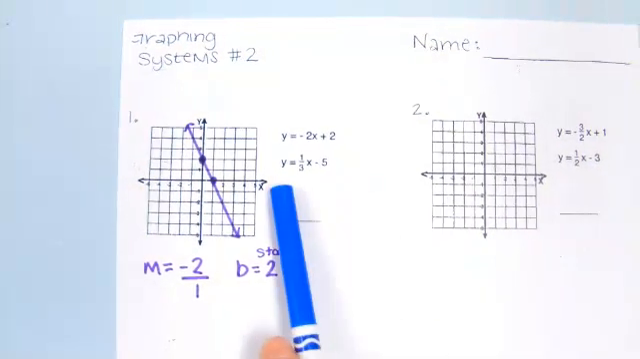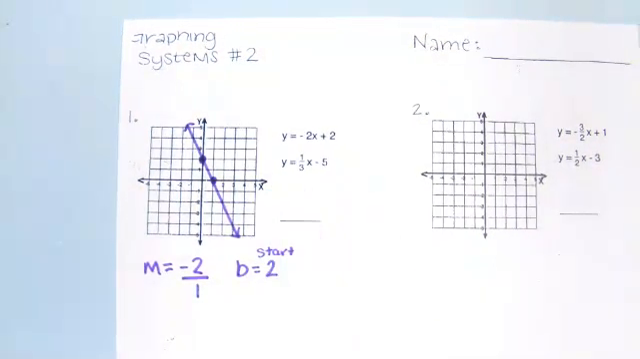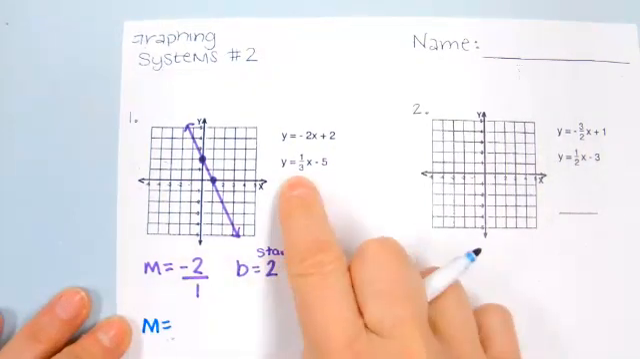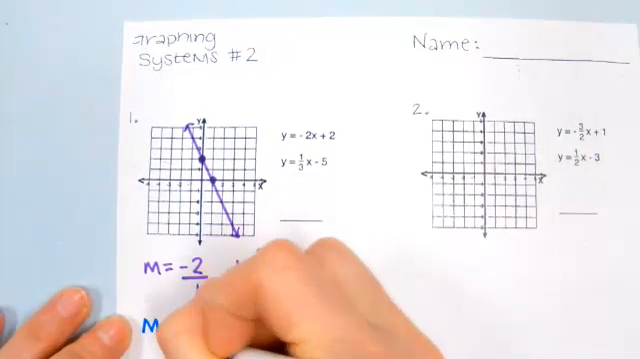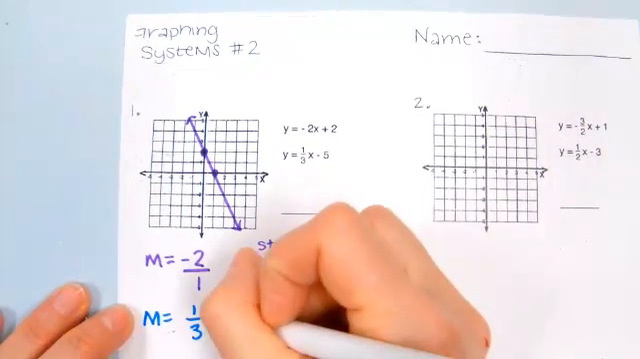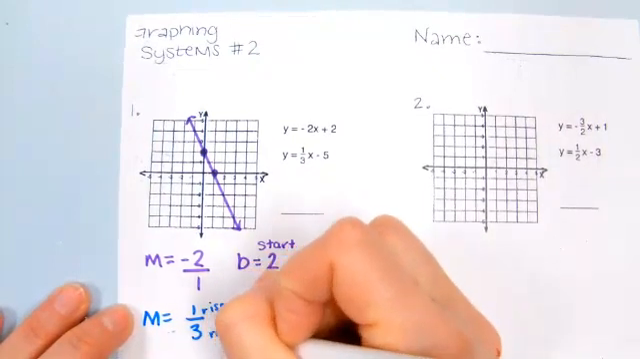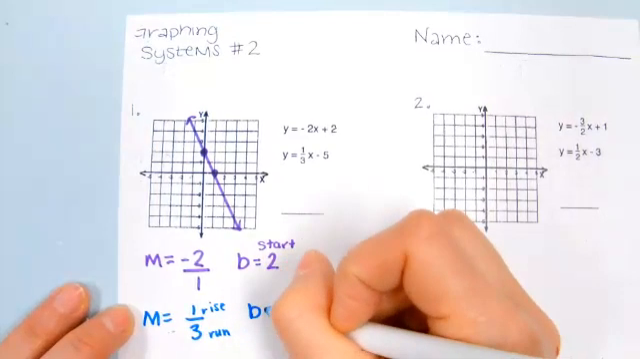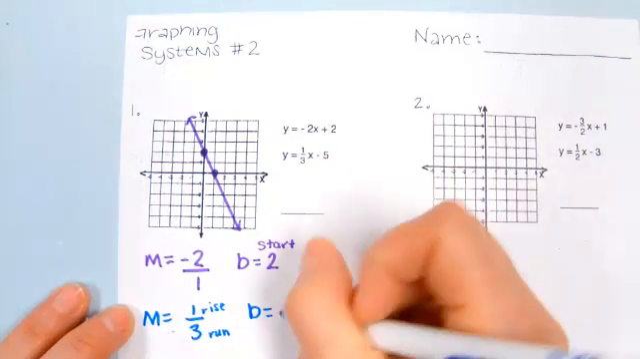So the second one, let's do our m and b again. So our slope in this case, the number that's next to our x, is 1/3. So that's nice because it's already a fraction. We don't have to change it at all. We already have a rise and a run. We only have to change it if it's not a fraction. And our y-intercept then has to be negative 5.